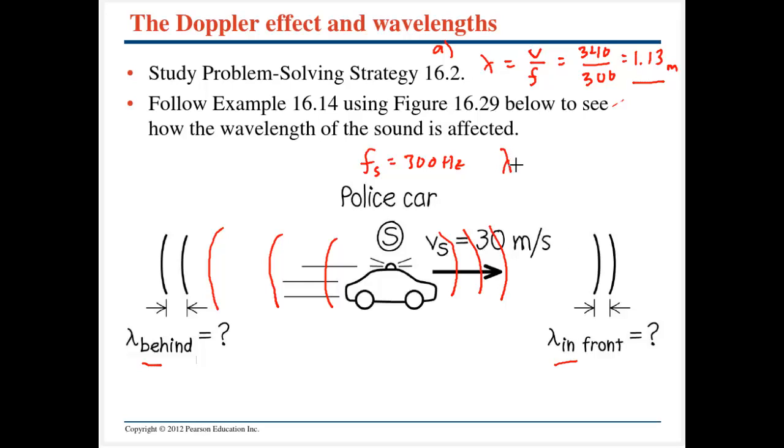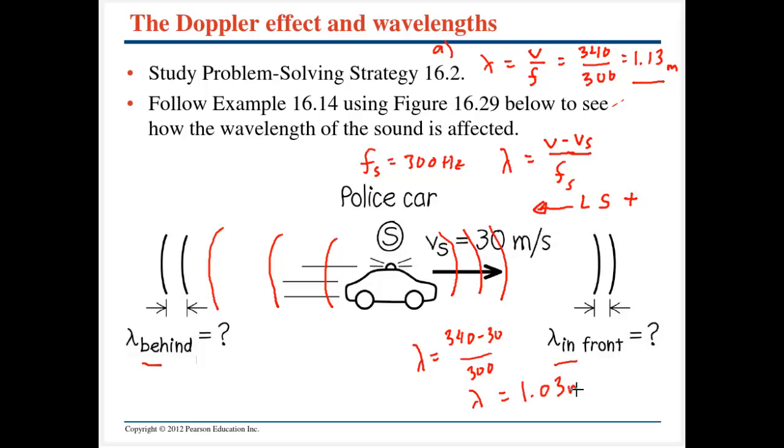We can write the wavelength in front of it not to be the velocity divided by the frequency, but now the velocity minus the velocity of the police car. Essentially what we're doing is listener to the source is going to be what we call positive, so we're going to subtract that velocity off, and the wavelength in front of the car is going to be 340 minus 30 divided by the frequency of the source, so 300 hertz, and the wavelength in front of the car should be 1.03 meters.